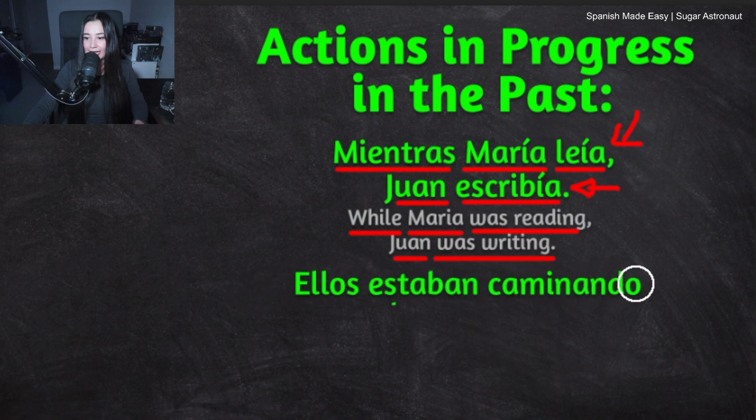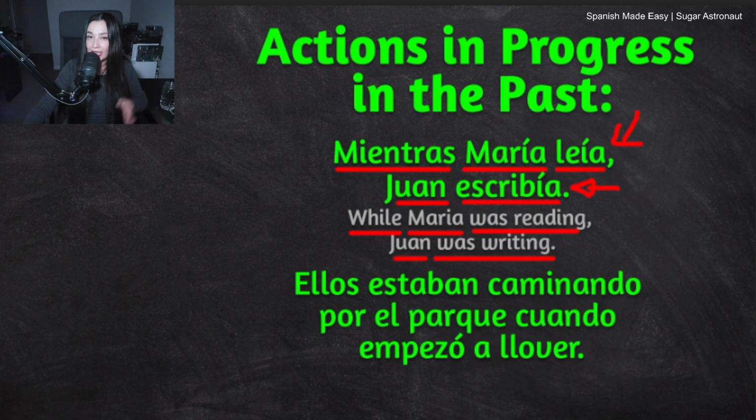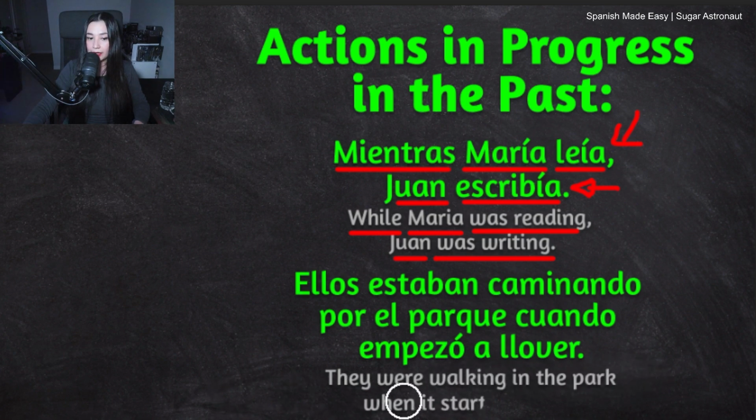Ellos estaban caminando por el parque cuando empezó a llover. Wow, this is a long sentence. Ellos estaban caminando por el parque cuando empezó a llover. This means they were walking in the park when it started to rain. Where is el imperfecto? Where is it? Ellos means they. Estaban where?